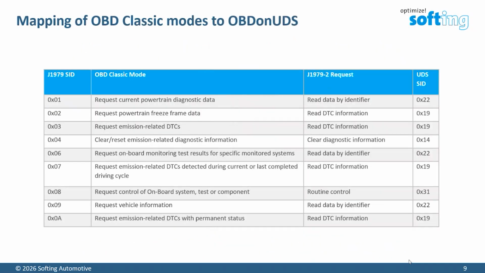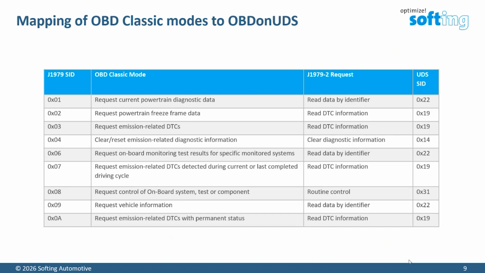Here we see the mapping of OBD classic modes to OBD on UDS. Mode number 1, for example, request current powertrain diagnostic data. This mode is mapped to read data by identifier with the UDS service ID 22. Or another example, mode 3, request emission-related DTCs. This mode is mapped to read DTC information with service ID 19.